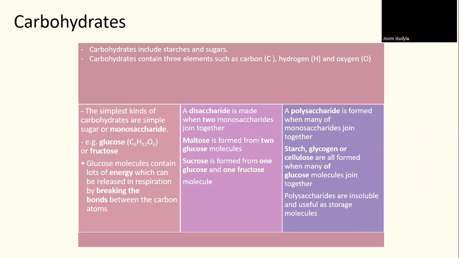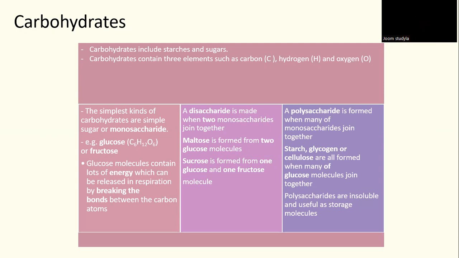Carbohydrates include starch and sugar. Carbohydrates contain three elements: carbon with the symbol capital C, hydrogen with the symbol capital H, and oxygen with the symbol capital O. The simplest kind of carbohydrate are simple sugars or monosaccharides. Example, glucose, C6H12O6, or fructose. Glucose molecules contain a lot of energy, which can be released in respiration by breaking the bonds between the carbon atoms.